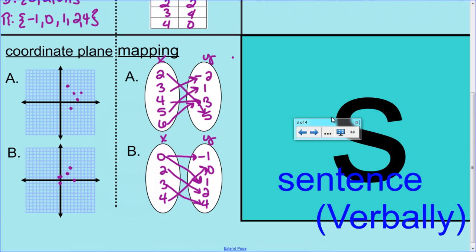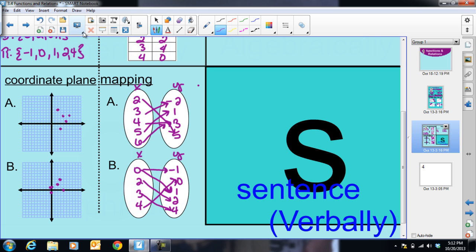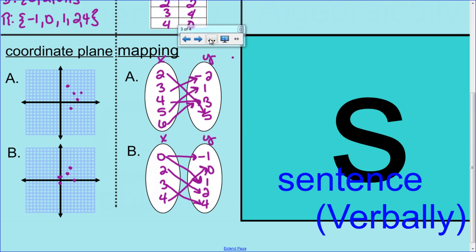So the last way that we can represent a relation or a function, wrong button, I apologize, the last way that we can do that is to use a sentence. We can do it in a sentence or do it verbally. So under your S, I want you to write the word sentence and in parentheses put verbally, because to write something in a sentence is to do it verbally. You're not saying it out loud, but you are writing it, so it does put it in words.